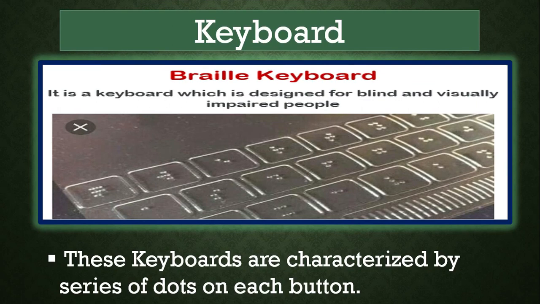So next is braille keyboard. It is a keyboard which is designed for blind and visually impaired people. These keyboards are characterized by a series of dots on each button. So basically this is a type of keyboard which is designed for blind and visually impaired people, because they can't see any button or any key on a keyboard. So on each button or on each key there is a series of dots. They can feel these dots and they can type anything on the computer.